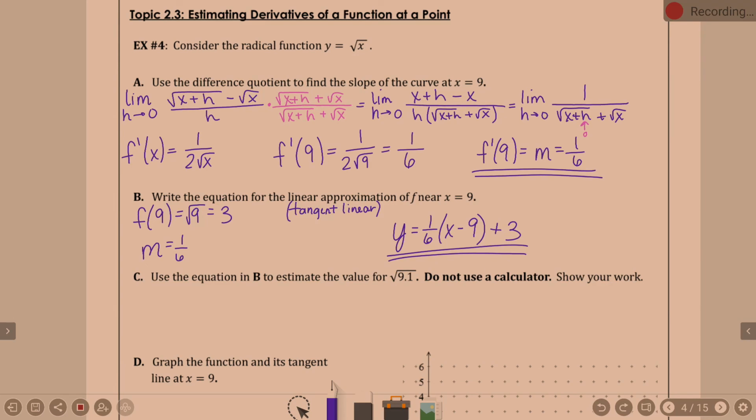So basically, remember the vocabulary? We basically wrote a tangent line, but it is a linear approximation. So any values close to 9 will carry the value of this equation. I'm writing it as f of 9.1. When I say f of 9.1, I mean plug it in here, yes? It told us to use the equation from B. So 1/6 times (9.1 minus 9) plus 3. What do we know about 9.1 minus 9? Equals 1/10.